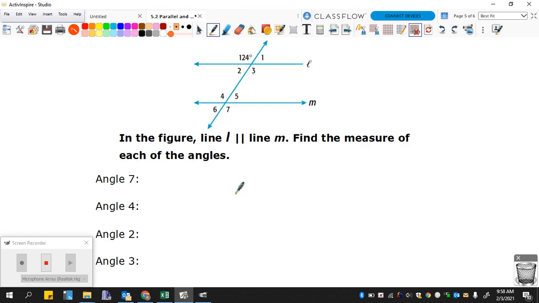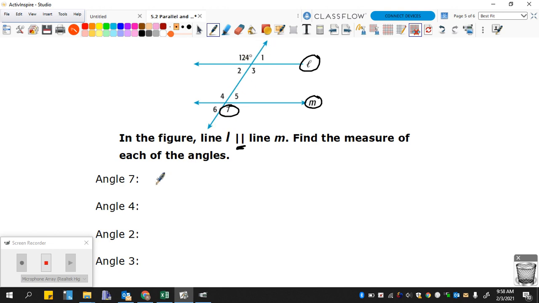All right, in the figure, it says line L, that's this one right here. Line L is parallel, see the little symbol there, to line M, okay? And it says find the measure of each of the angles. So we're given this one angle up here, which is 124 degrees. So angle 7 is down here. So we look at the 124 degrees, and that is an exterior angle. 7 is an exterior angle, and 7 and the 124 degrees are on opposite sides of the transversal.